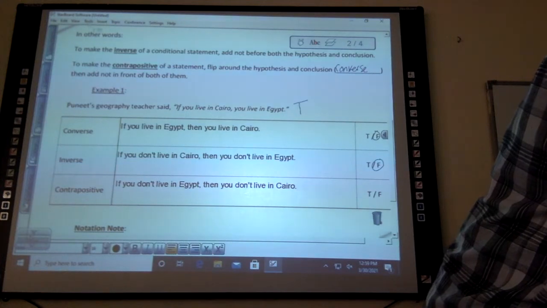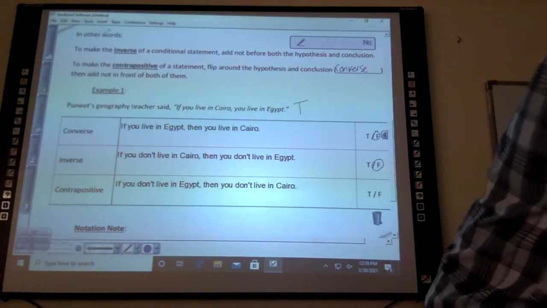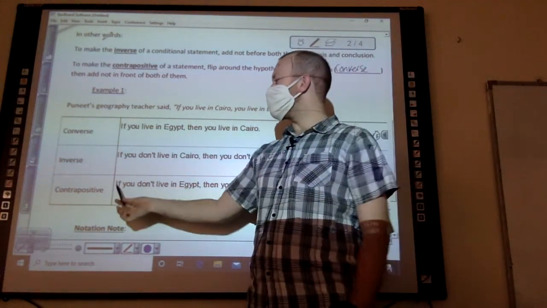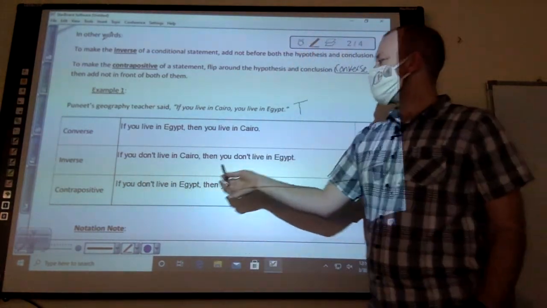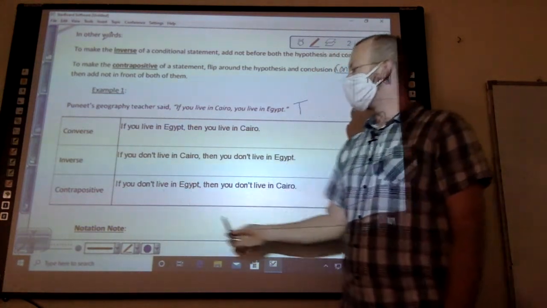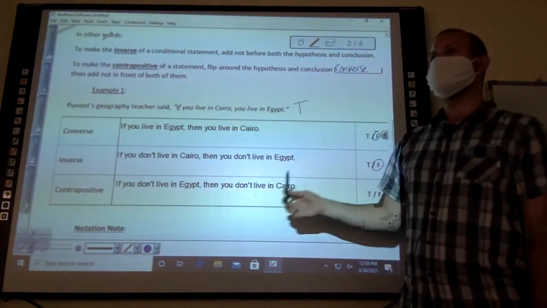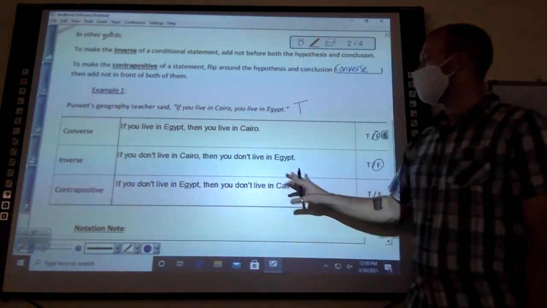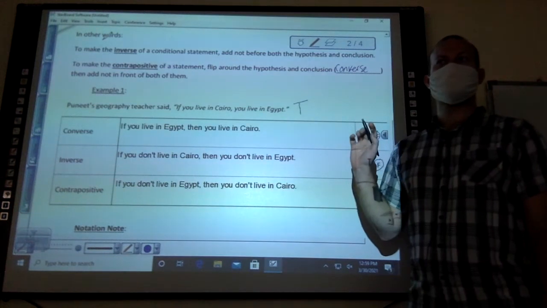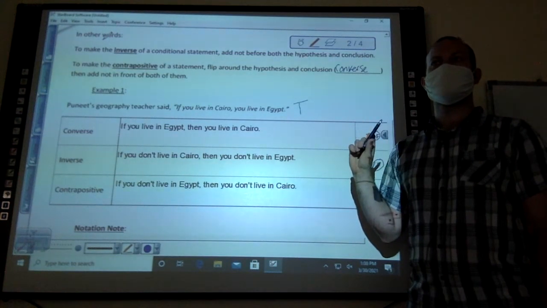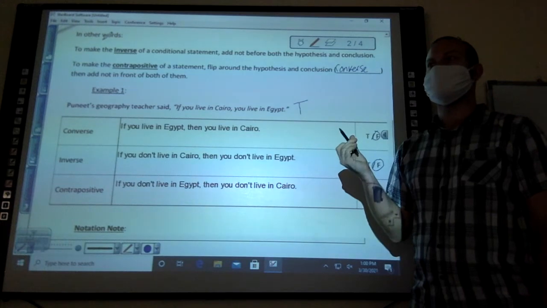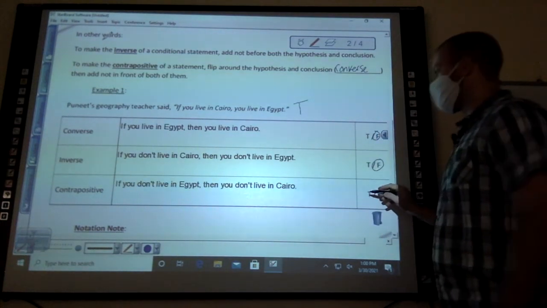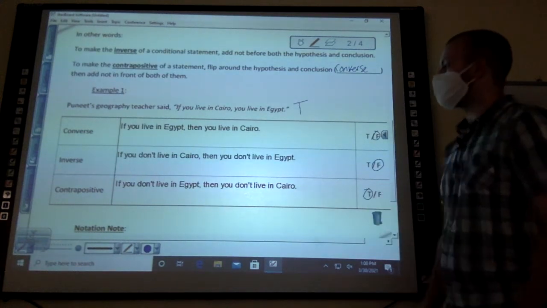Say that one's true? How come? Yeah. So think of a place where you don't live in Egypt. So make this initial part true, but make the final part false. Is there a way that you cannot live in Egypt, but you're in Cairo? That wouldn't make sense, right? You can't be outside of Egypt and live in Cairo. There's no part of Cairo that's outside of Egypt. So this statement is true.